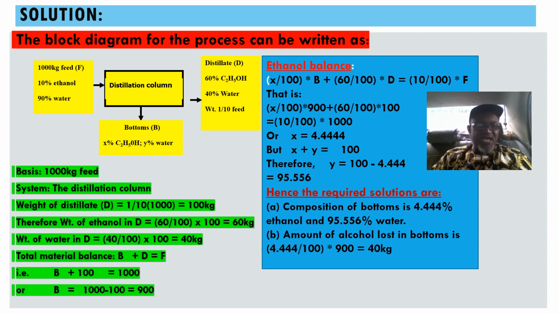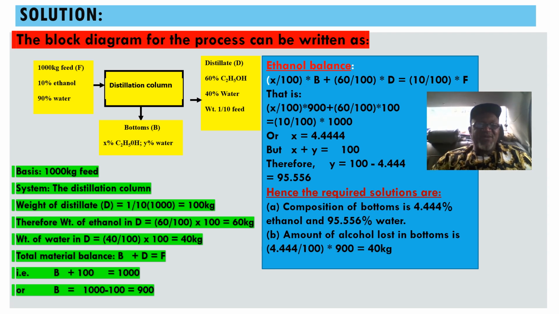Now we're using the basis as 1000 kg of feed. Remember that the feed is 1000 kg that is going in. Now the system, of course, is the distillation column. So the weight of distillate, like I said, is 1/10 multiplied by 1000, which gives us 100 kg. Therefore, the weight of ethanol in the distillate, we're now doing a component balance for ethanol in the distillate. Remember, it's 60%. So 60/100 multiplied by the total of the distillate, which is 100, gives us 60 kg. The weight of water in the distillate, following the same, is 40/100 multiplied by 100, gives us 40 kg.